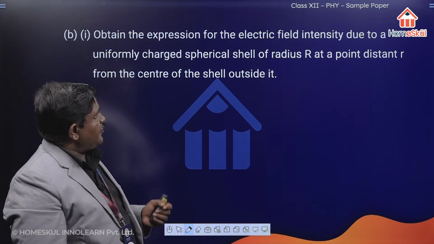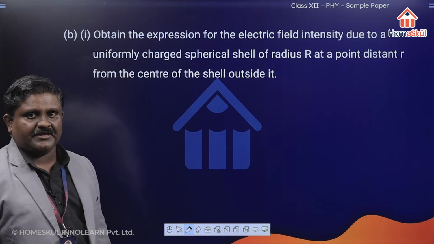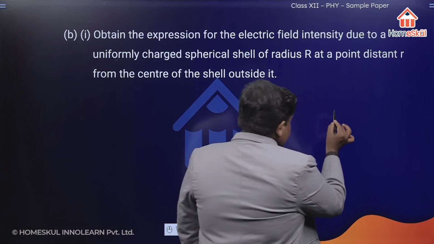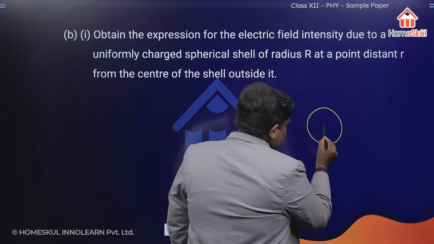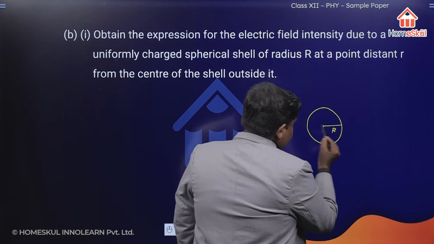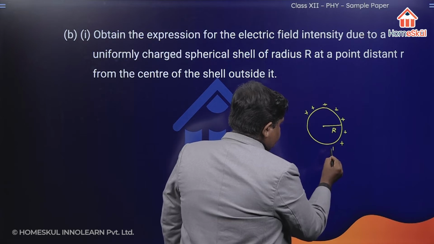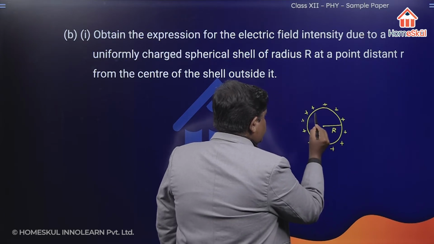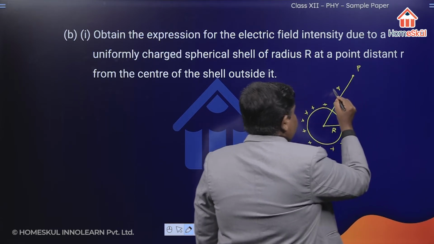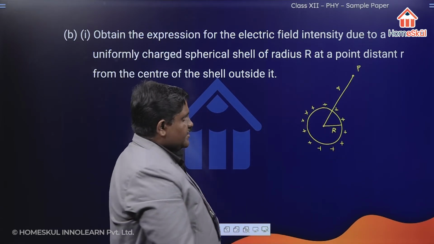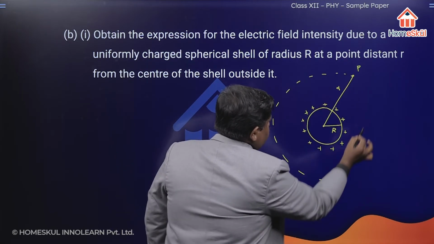Now, the second one, obtain the expression for electric field intensity due to a uniformly charged spherical shell of radius R at a point distance r from the center of the shell outside it. This one is very familiar to you, by using Gauss's theorem. Let us consider a spherical shell having radius capital R, which is charged positively on its surface uniformly.